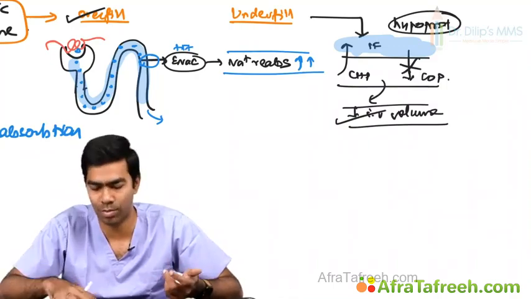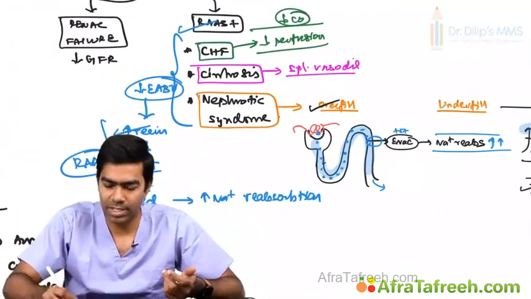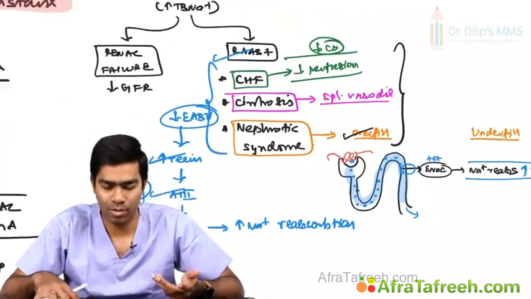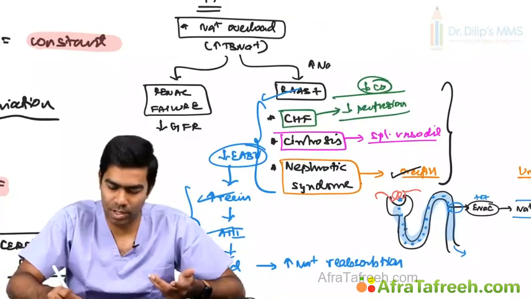So there will be low effective arterial blood volume, low intravascular volume, and because of that renin is activated, with angiotensin, aldosterone, and sodium overload. So what is the biggest evidence to tell that all these conditions are due to excessive sodium reabsorption? All these conditions have excessive sodium reabsorption due to RAS activation.